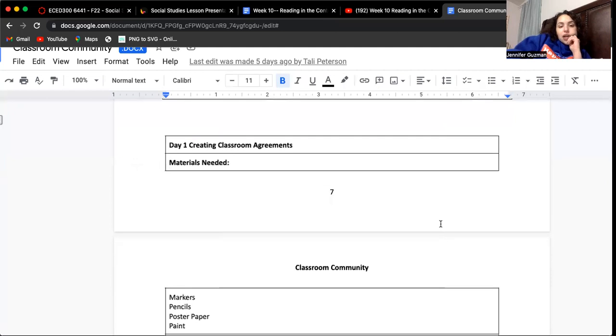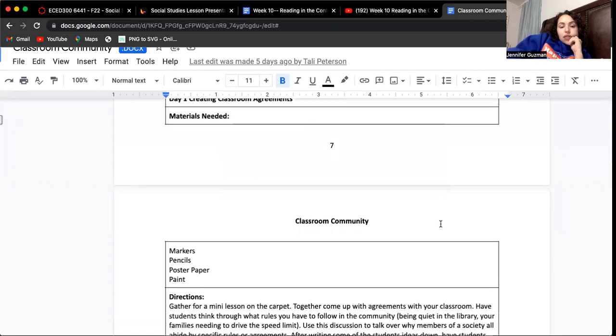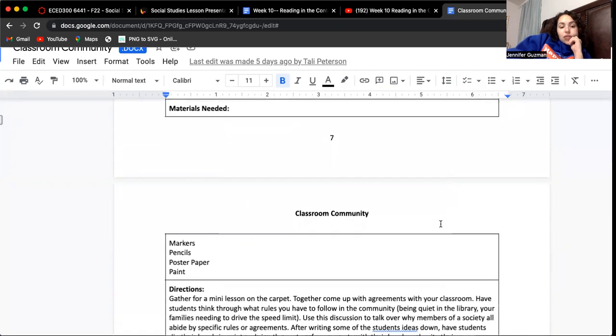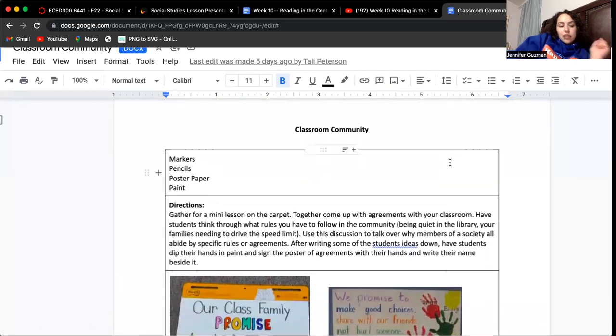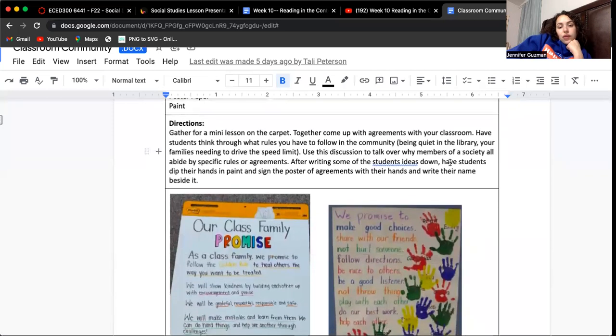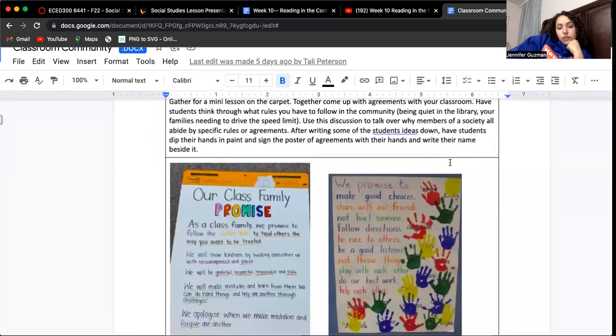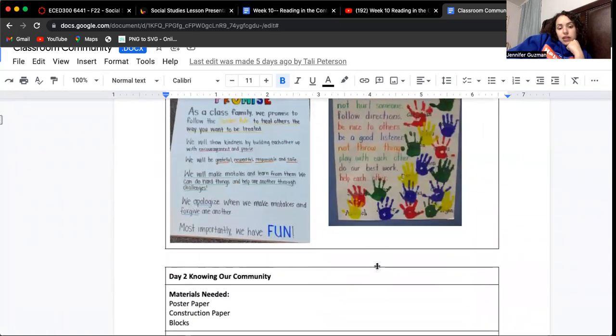So for our day one, creating classroom agreements. For this activity, materials needed would be markers, pencils, poster paper, and paint. And then here are the directions for this activity. So together the classroom comes up with an agreement. The students think through what rules you have to follow in the community. So classroom rules, and you write down the students' ideas.